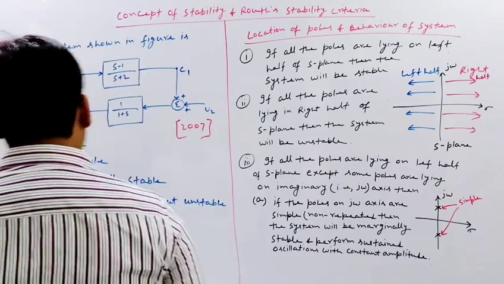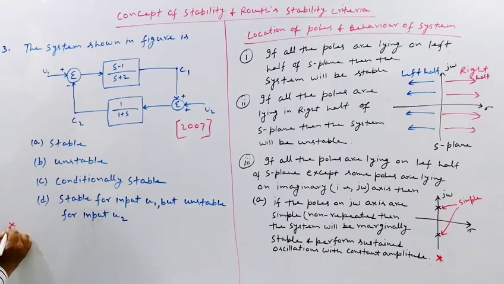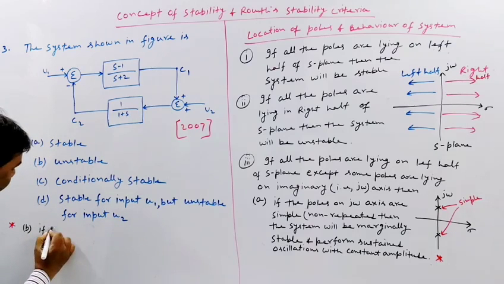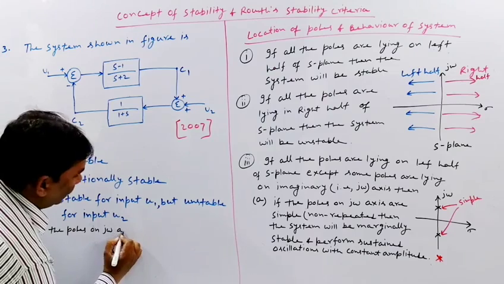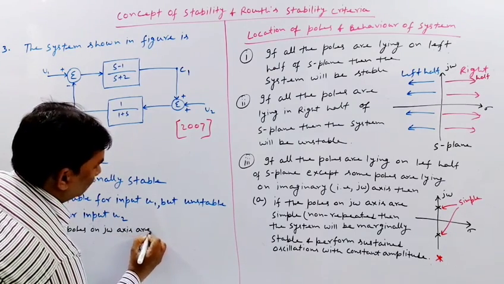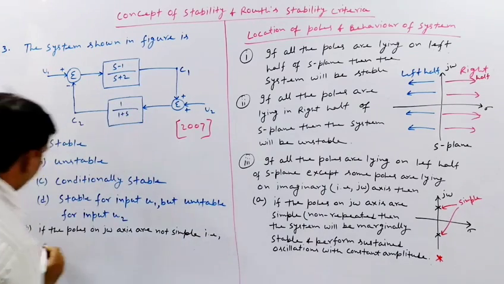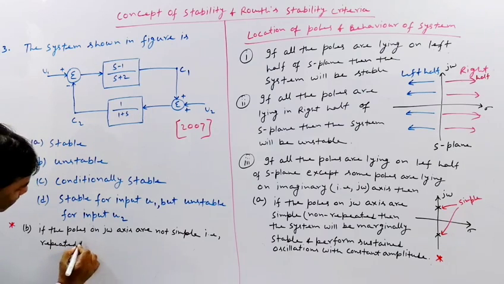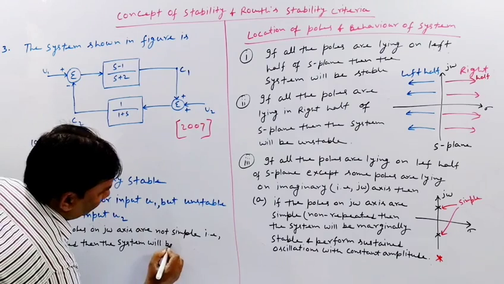Now case B, let me write this side. Case B: if the poles on j omega axis are repeated, not simple, that is repeated, then the system will be unstable.